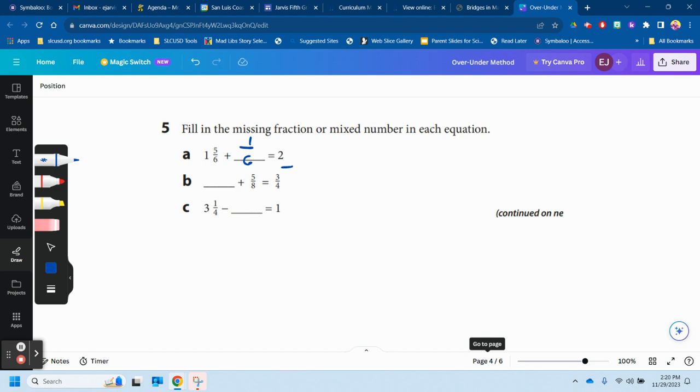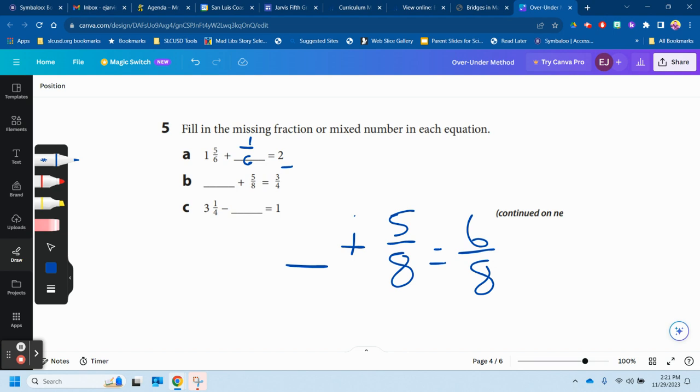This one's a little different. The B is a little different. So we need to work with common denominators. So I need to think of what plus 5/8 is equal to 3/4. But I'm going to write it as 6/8. 3/4 is equal to 6/8.